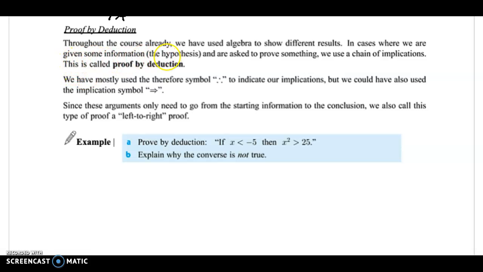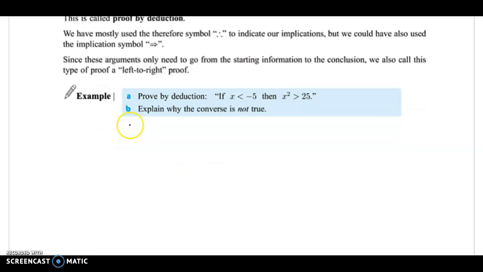So given some information of the hypothesis, and then we're asked to prove something, the chain of implication, right? This is the proof by deduction. So then let's just take a look. It's always going from left to right. Okay, so let's just take a look at this.